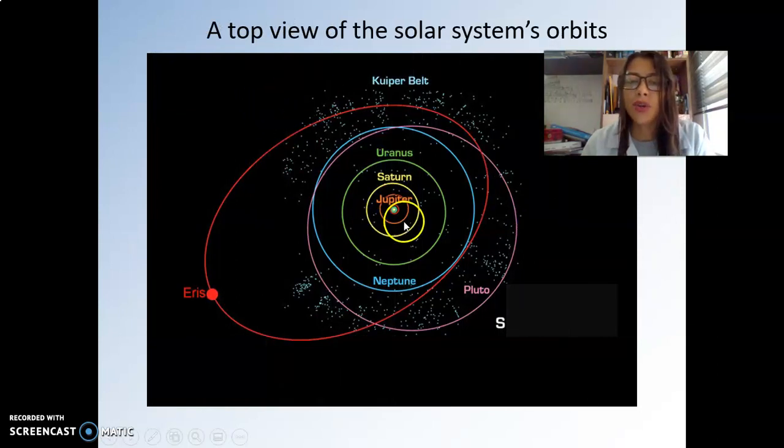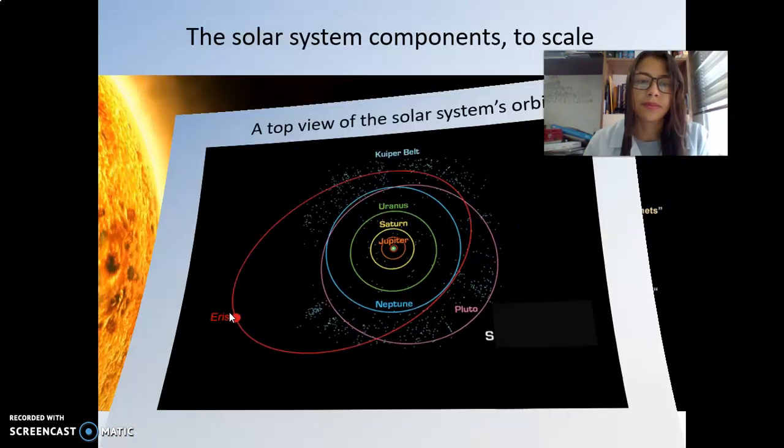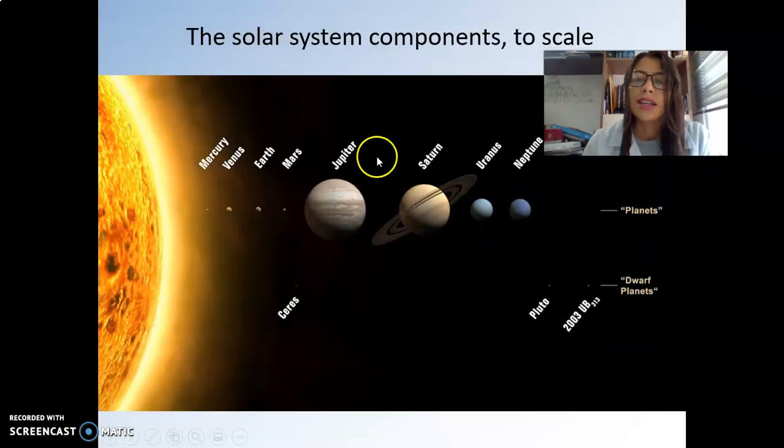Here we have a view. If you see, in a scale, we have different orbits of planets. But here inside, we have the inner planets. They are really, really close to the sun. The solar system components to scale. First, Mercury, Venus, Earth, Mars, Jupiter, Saturn, Uranus, Neptune. Pluto and Ceres are not planets.